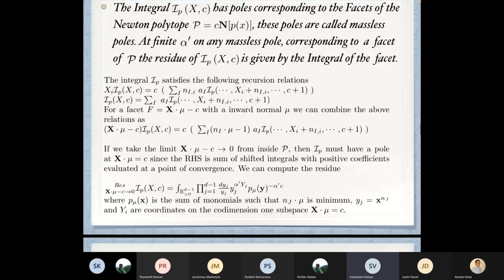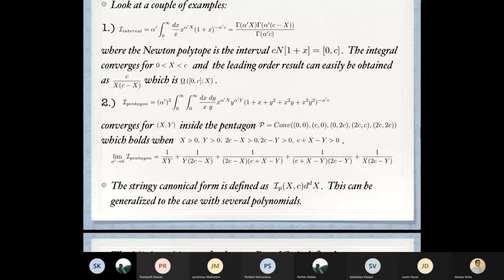Yeah, we can look at a couple of examples to see the convergence properties that I mentioned. For example, if you just take the interval, whose stringy canonical form is just a beta function, then you see that the condition tells you that this converges if the capital X is in this interval 0 to c, which we know is true. And the leading order result can be easily obtained from the beta function by expanding. And it is indeed the canonical form.